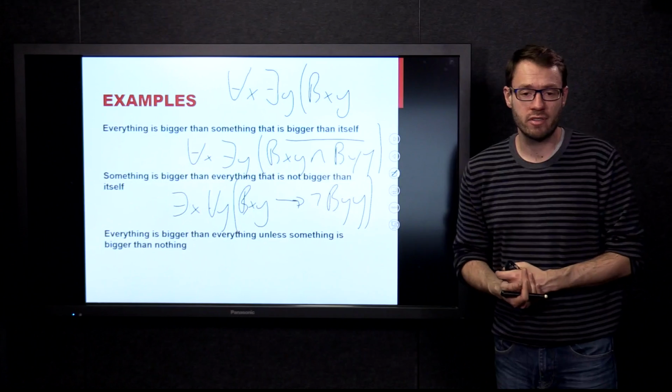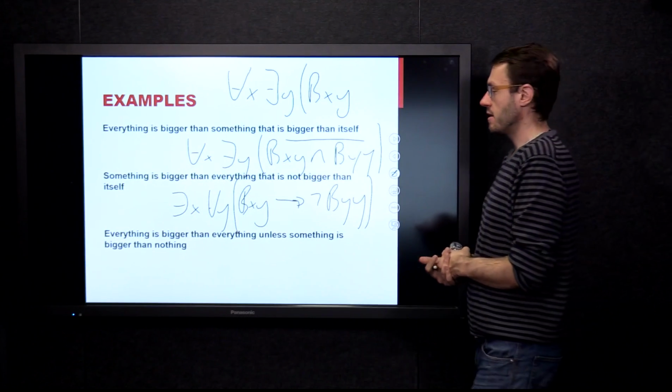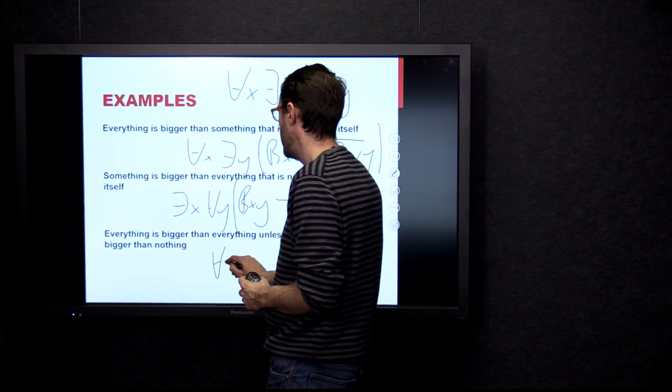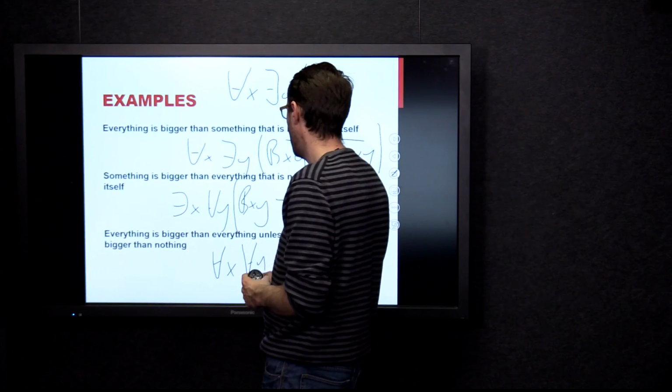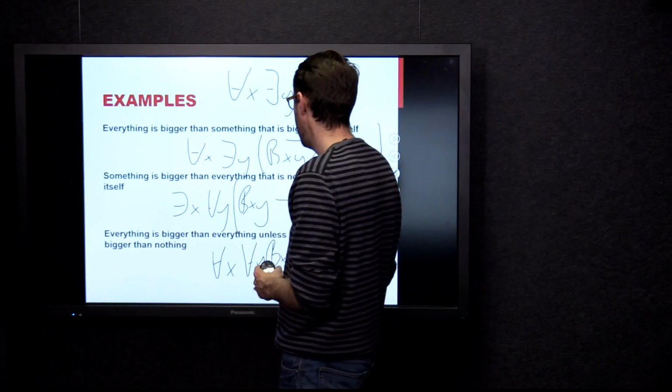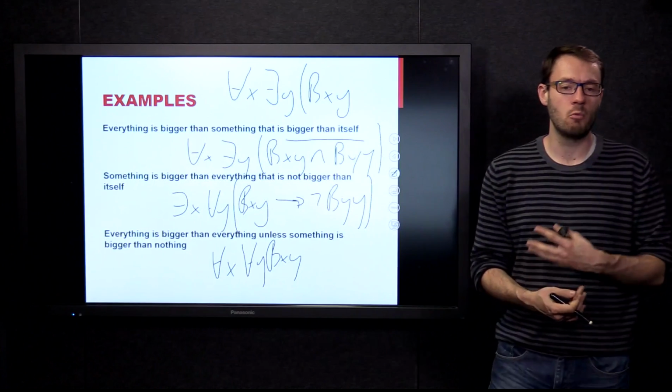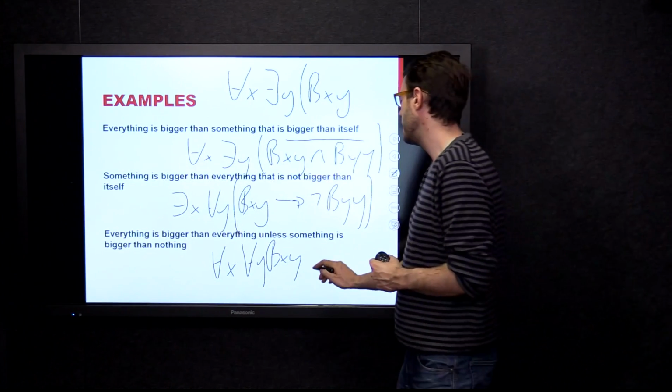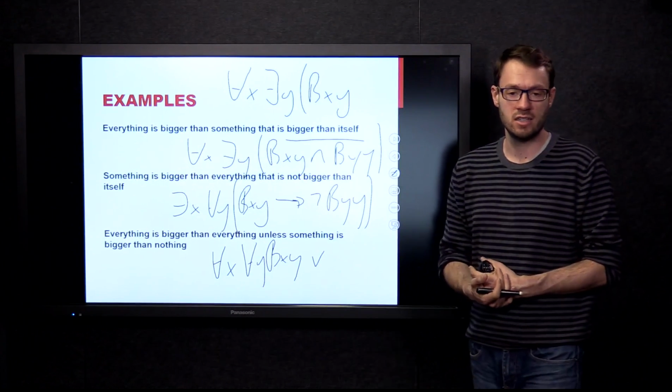Everything is bigger than everything unless something is bigger than nothing. So 'everything is bigger than everything' is easy: for all x, for all y, Bxy. That's the easy part. And remember, when working with 'unless,' the easiest way to deal with it is to just translate it out as a disjunction.